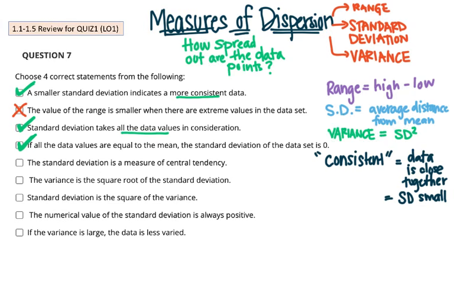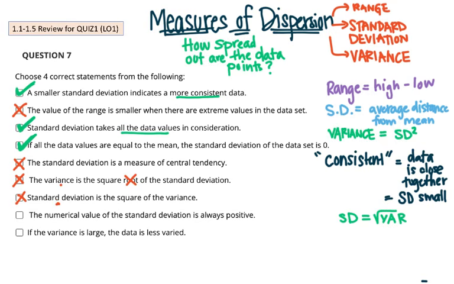Next sentence. The standard deviation is a measure of central tendency. No, it's a measure of dispersion, how spread out the data is. Central tendency is mean, median, mode. Okay, next sentence. The variance is the square root of the standard deviation. No, if you look, the variance is the standard deviation squared, not the square root. In fact, the standard deviation is the square root of the variance. Basically, they confused these 2 sentences.